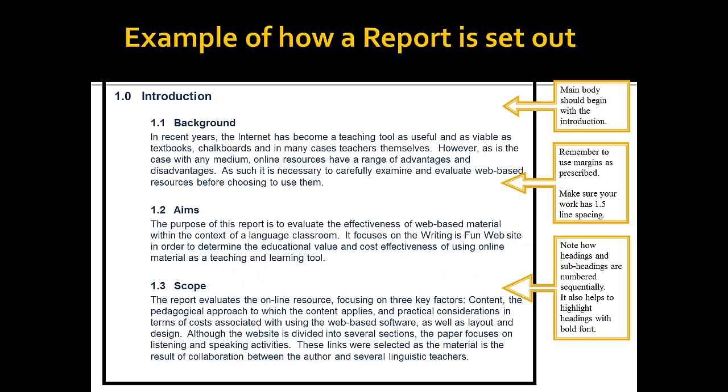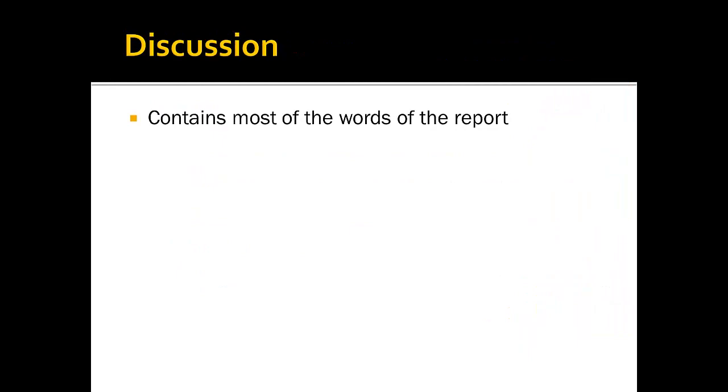Okay, so how is it set out? So it looks something like this. So this is actually the body of the report. You've got the heading, and then the subheadings, and then the text that follows the subheadings. Make sure you've got your margins and using 1.5 spacing, all of those requirements. So the discussion section, it contains most of the words of the report. That's where the bulk of the text will be.